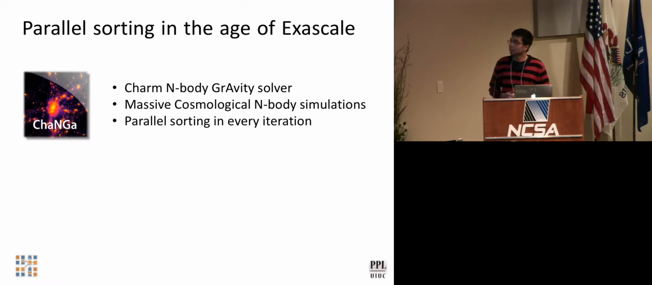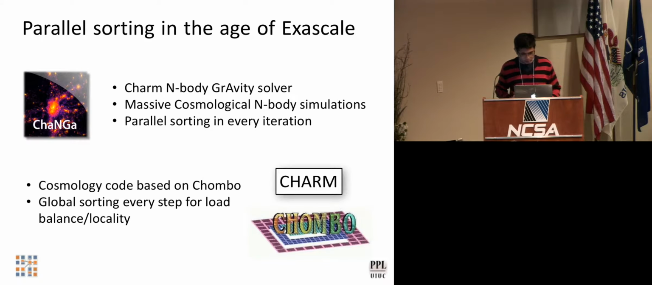So we care about parallel sorting a lot for HPC applications because we have massively parallel scientific applications like Changa, which you heard about today earlier, that uses parallel sorting very frequently in its computation. And here is another cosmology code which also uses sorting for better load balance and locality. So that's why we want a sorting library that really performs well.